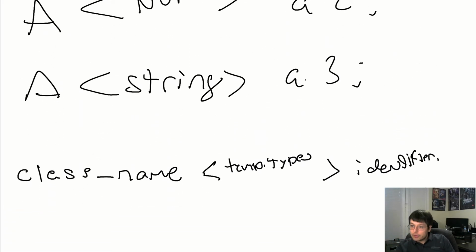When you're declaring your templated object, you put the class name, what you're trying to resolve to your template, and then the identifier of that object. Okay? That is all there is to it.